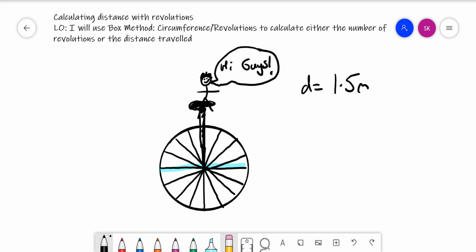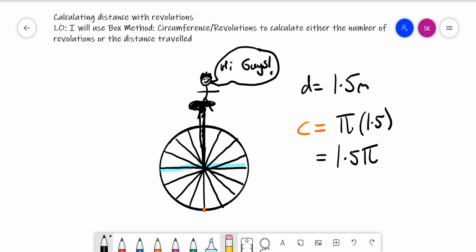So the diameter is 1.5 meters, which means the circumference, which is the distance around the wheel, what does that mean the circumference is? Pause the video and just figure that out. Circumference is distance around a circle. How do we find it? Pi times diameter. So pi times 1.5.